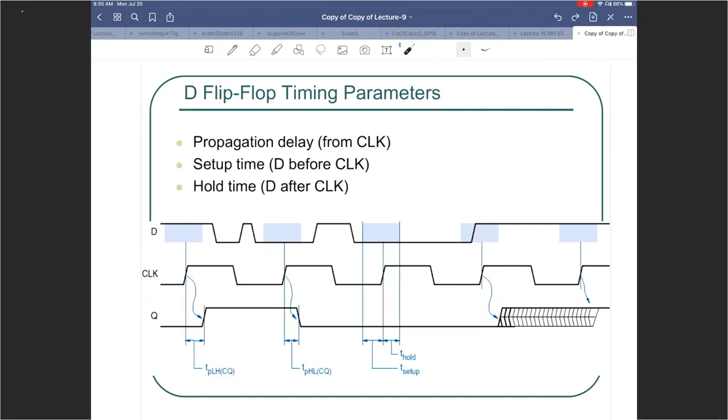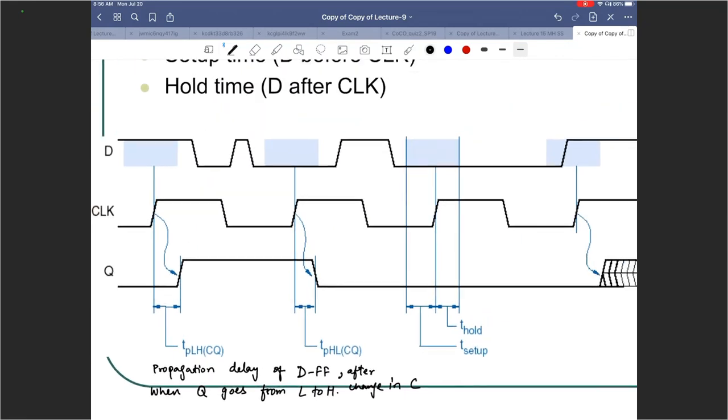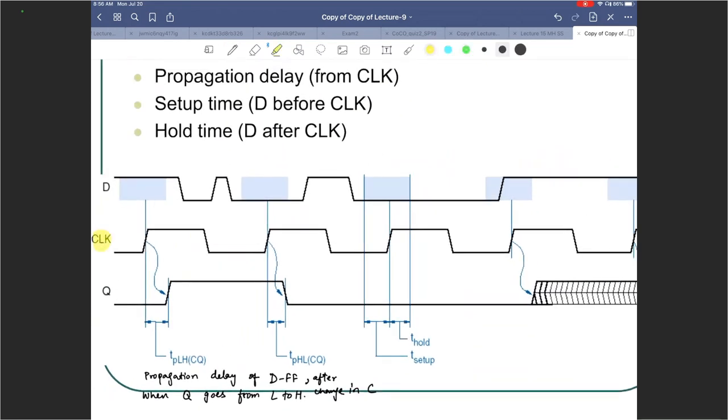So this is propagation delay of the D flip-flop when Q goes from low to high. So propagation delay of the D flip-flop after a change in clock. After there is a change in the clock signal, the output Q doesn't immediately change. There will be some propagation delay, and that propagation delay is now split up into low to high and high to low. Low to high is sketched over here, and the other one, high to low, is sketched over here. So even if the clock changes, the output will have some propagation delay because there are logic gates in the middle, there are transistors in the middle.